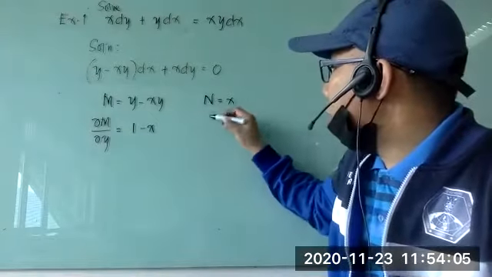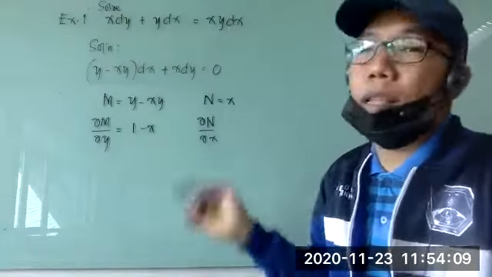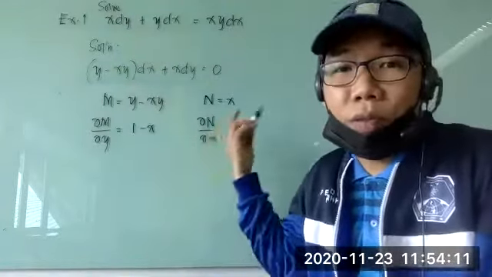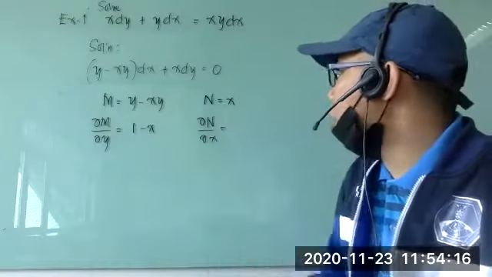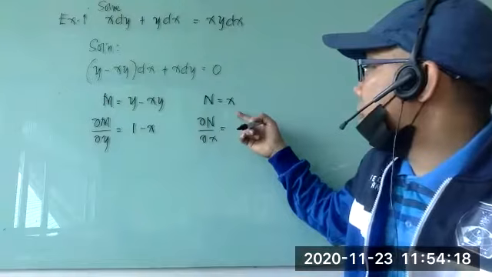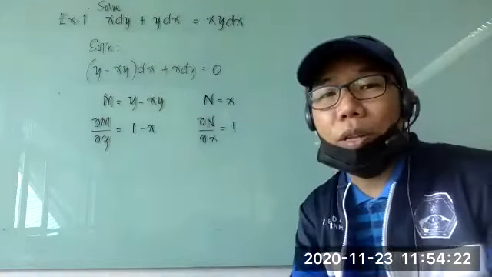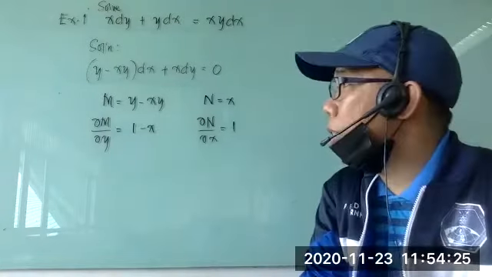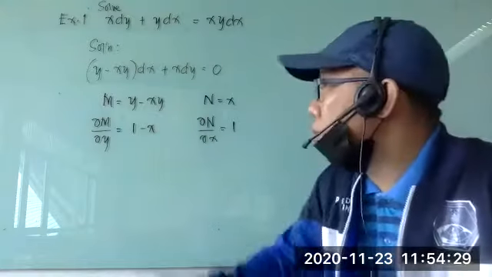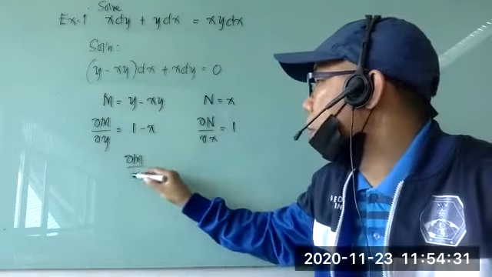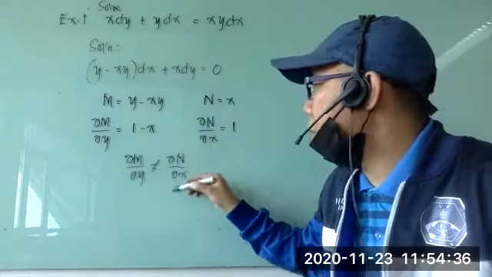Now, for this one, take the partial of N with respect to x, and y is held constant if there are variable y present in the expression. So there's none. So that's why we take the partial of x with respect to x, and that is equal to 1. Okay, so what have you noticed? The partial derivatives are not equal. Partial of M with respect to y is not equal to partial of N with respect to x.